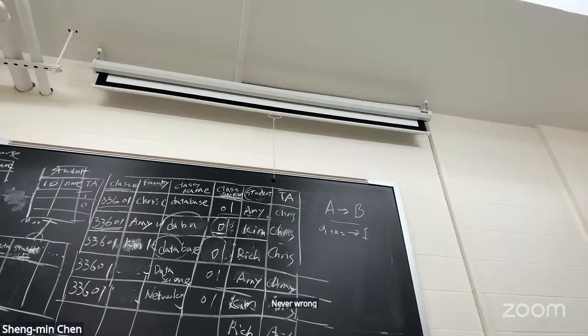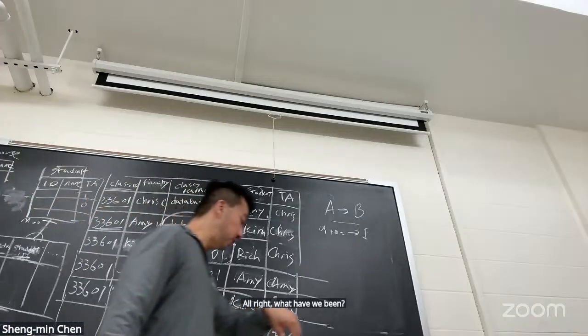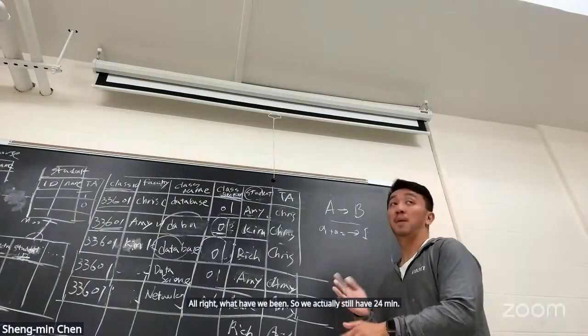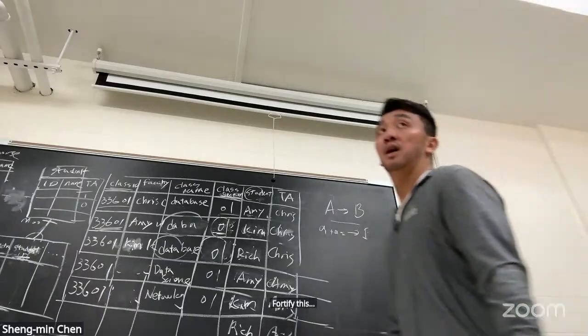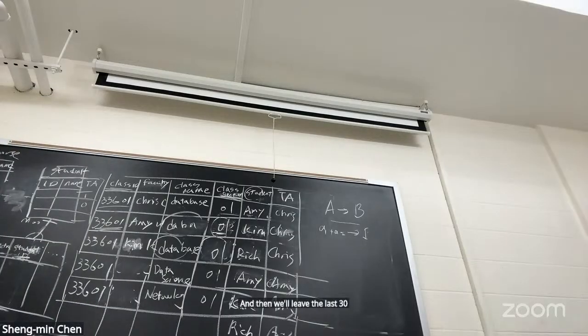If you use this metaphor of DNA from the parents, and the parent has multiple children, whatever. Okay? All right, what time is it? So we actually still have 24 minutes. I want to do another exercise so that we can fortify this, and then we'll leave the last 30 minutes. Is that okay? So we can get the data modeling for second normal form over with, with this course.